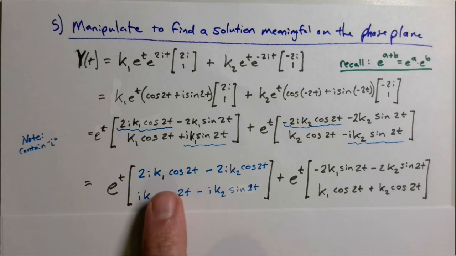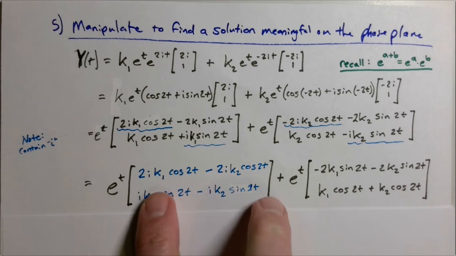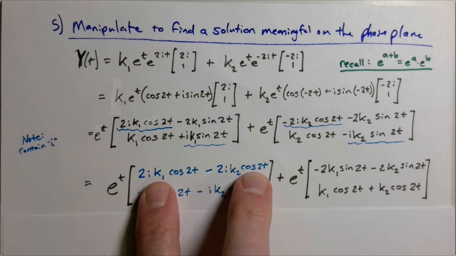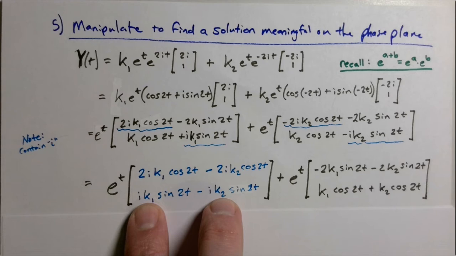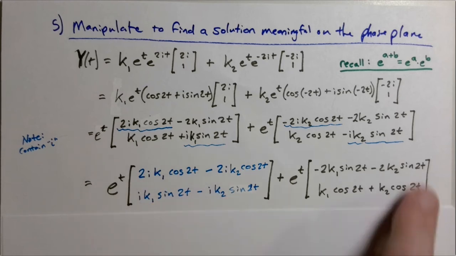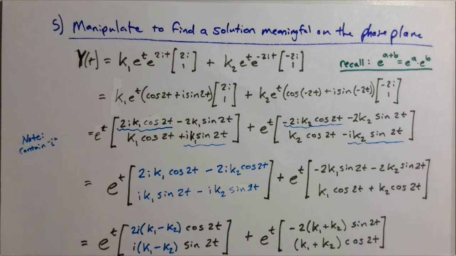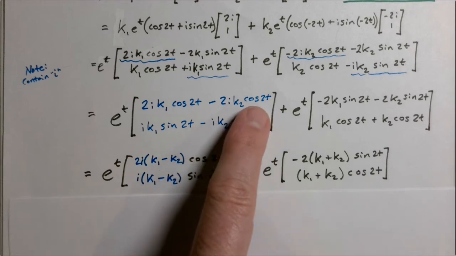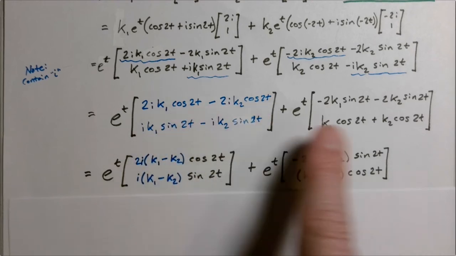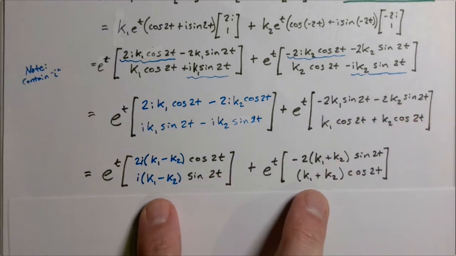Now you'll notice that I've got 2i minus 2i, and what they're multiplied by is k1 cosine 2t, k2 cosine 2t. And then down here I've got i times k1 and i times k2. So the next line, and same kind of thing over here, what we're going to do is grab up our coefficients, and we factor out a cosine 2t, a sine 2t, a sine 2t, and a cosine 2t, and we get something that looks like this.